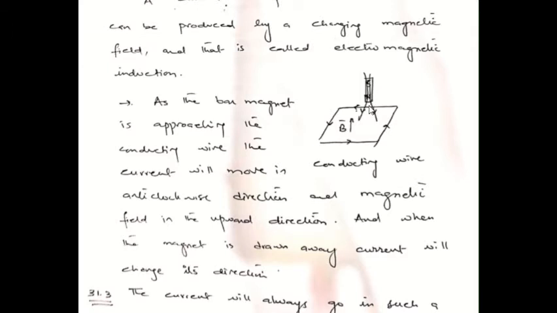Now let us suppose that we have a closed loop over here, and there is a bar magnet, and if we approach this magnet towards this loop, we'll see that the current is induced in the loop, and the magnetic field is in the direction upward. So if the bar magnet is approaching the loop, the field will be in the upper direction, and the current will be anti-clockwise. And when the bar magnet is drawn away from the loop, the direction of the field will be downward, and the current will be in the clockwise direction.